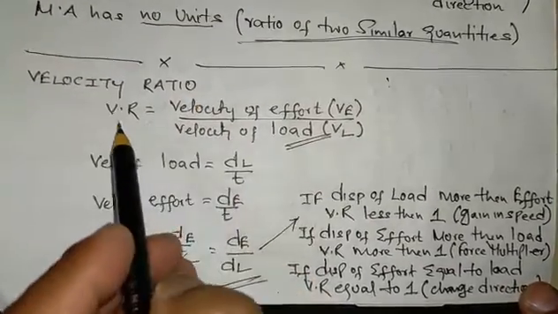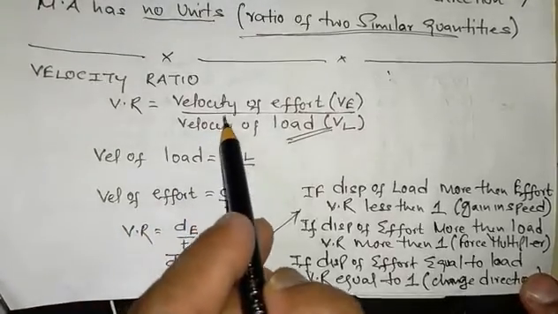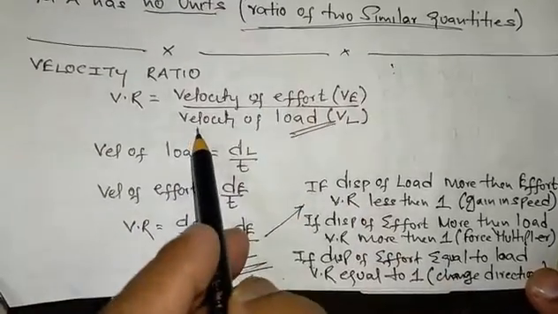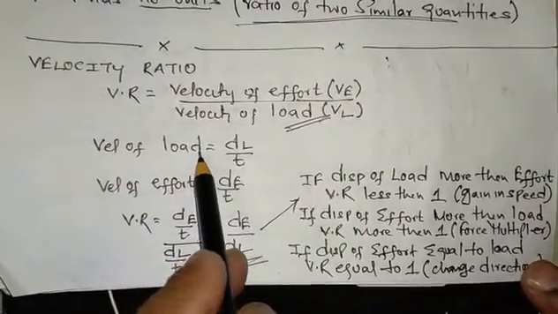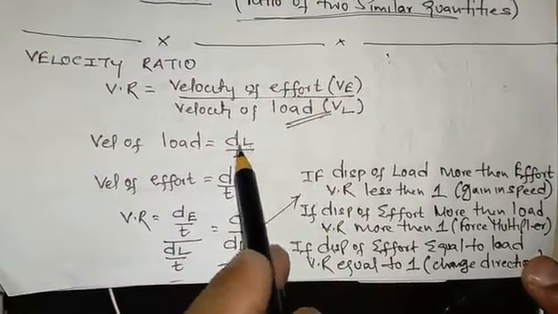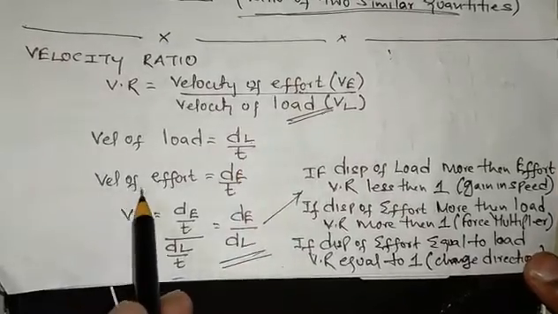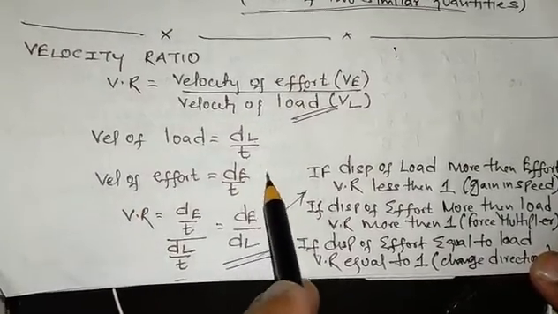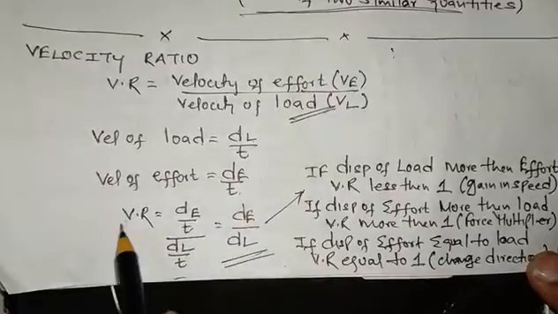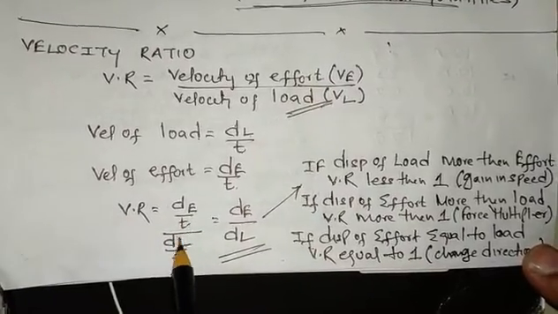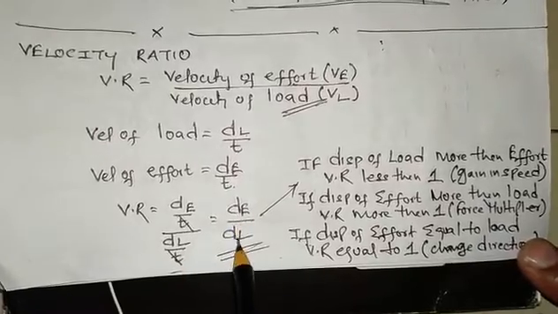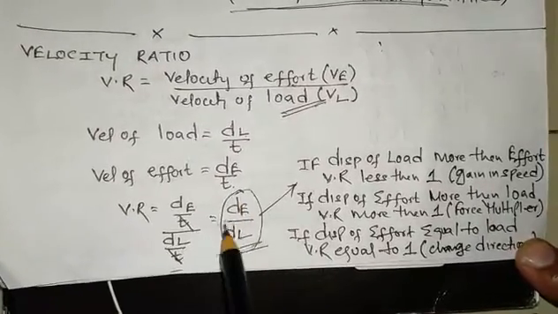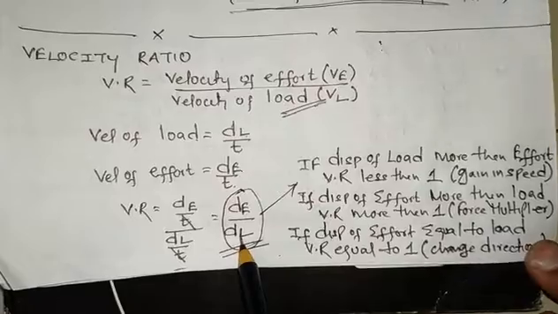Velocity ratio. Velocity ratio means the velocity of the effort to the velocity of load. Velocity of load is displacement of load by time. Velocity of effort is displacement of effort by time. So velocity ratio is dE by t over dL by t. t gets cancelled, so it is dE by dL, meaning displacement of effort to the displacement of load.